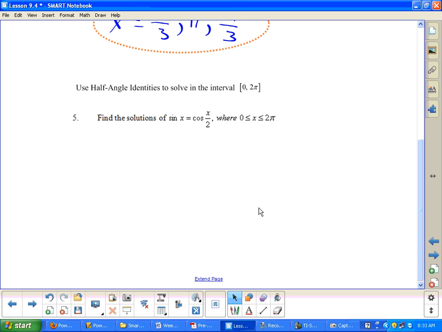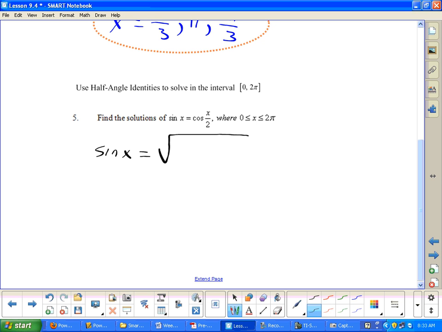Okay. All right. Now, sine of x equals, and what's the half angle for cosine? Square root of 1 plus cosine of x over 2, right? Okay. Now, there's two problems here.